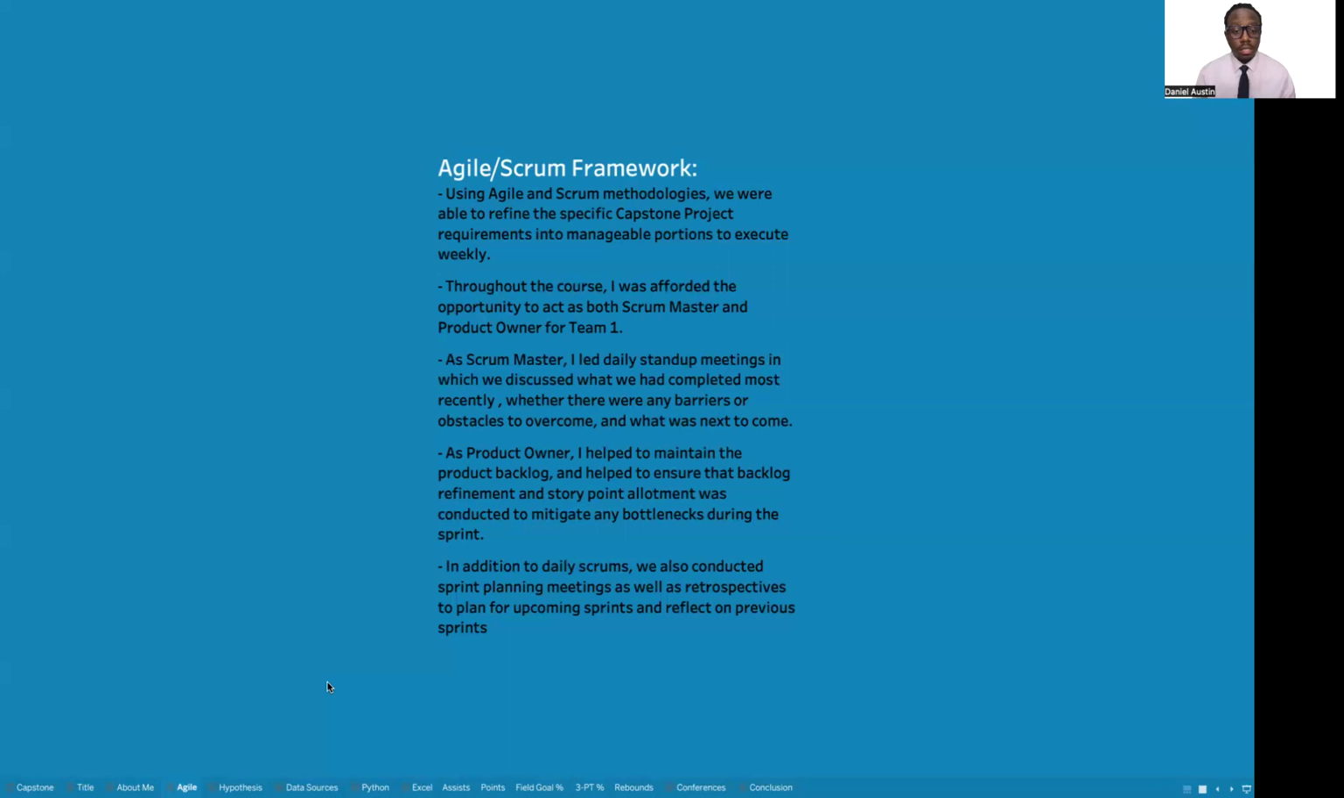I was also afforded the opportunity to act as product owner, in which I helped to maintain the product backlog and ensure that backlog refinement and story point allotment was conducted to mitigate any bottlenecks during the sprint. So basically just making sure that we're estimating the amount of work that we're doing properly so that we don't underestimate things that might take more time or more effort, simulating what you would do in a daily scrum at an established organization. In addition to the daily scrums, we also conducted sprint planning meetings and retrospectives for upcoming sprints, and the retrospectives to reflect on the previous sprint that just transpired.